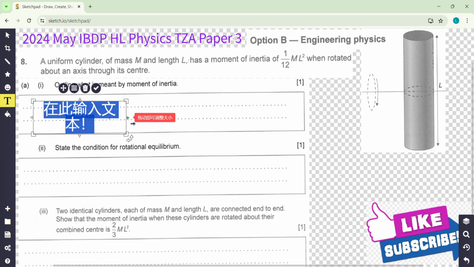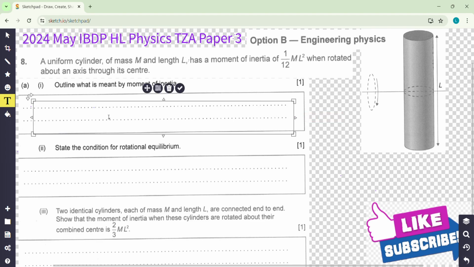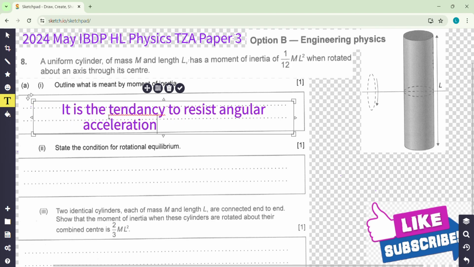Remember, moment of inertia is like the mass, but we are in an angular setting. So remember, moment of inertia is the tendency to resist, not acceleration, but angular acceleration. So this is the answer: it is the tendency to resist angular acceleration.